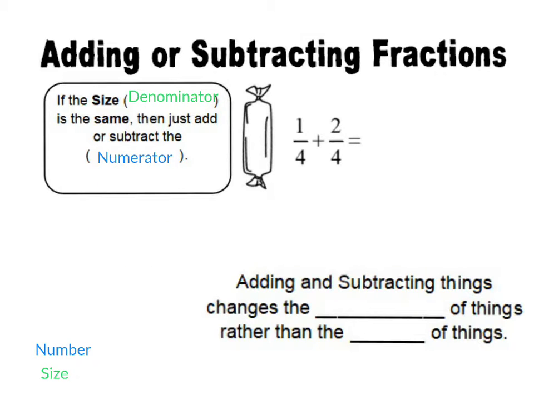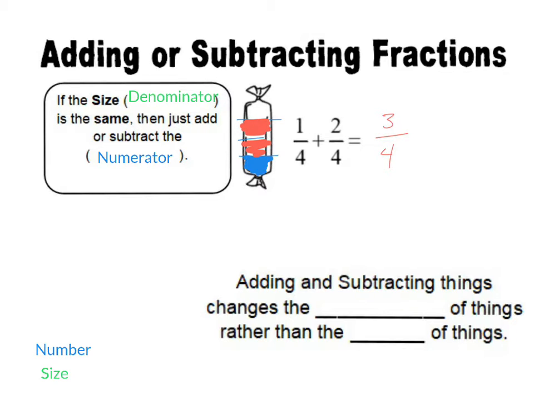So here we've got 1/4. I'm going to take my candy and divide it into 4 sections. And I have 1/4 of that, so I need to shade one of those sections. Now I want to add to it 2/4. Well, my candy is already divided into fourths, so I'm just going to shade 2 more sections. And when I'm done, I just count up the number of sections I have shaded, which is 3. And then I write down the size, which is 4.